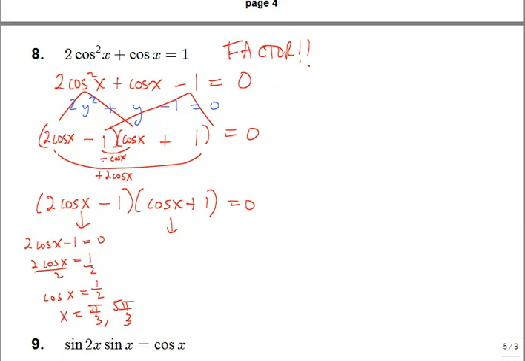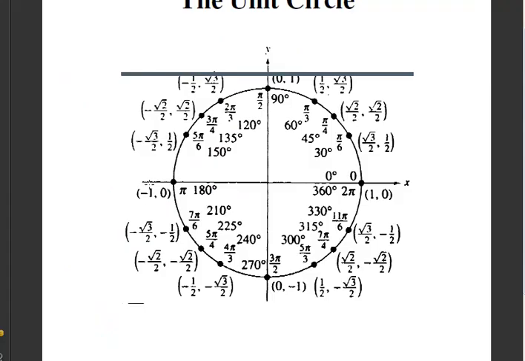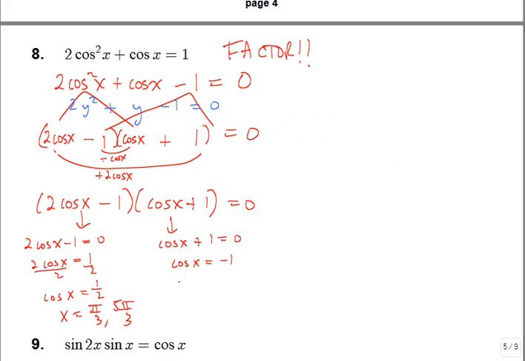So if we take our cosine of x plus 1, set it to 0, subtract that 1 over to the other side, where does cosine become negative 1? And hopefully you know that, that's right at pi. And there's only one place where that happens, between 0 and 2 pi. So my solution for that factor is just pi. And since we only want our solutions between 0 and 2 pi, we don't have to worry about generalizing, and here would be our three solutions. Okay?